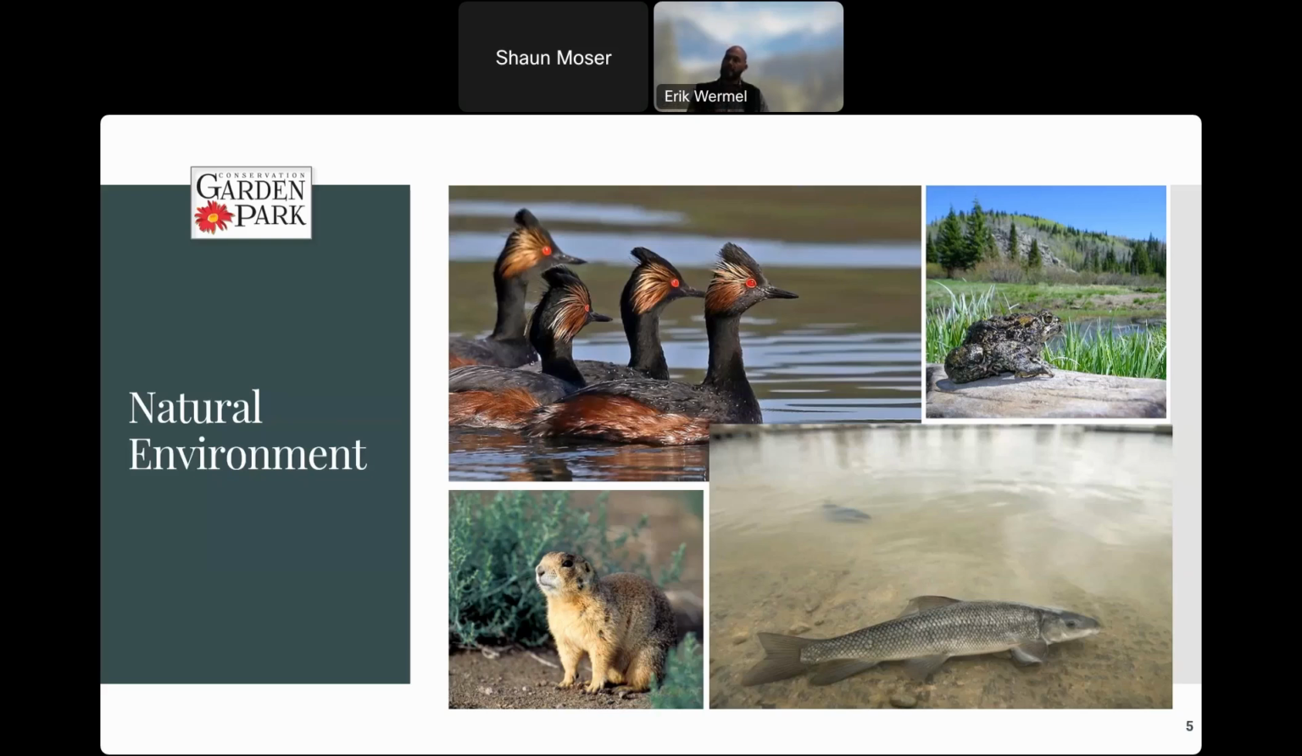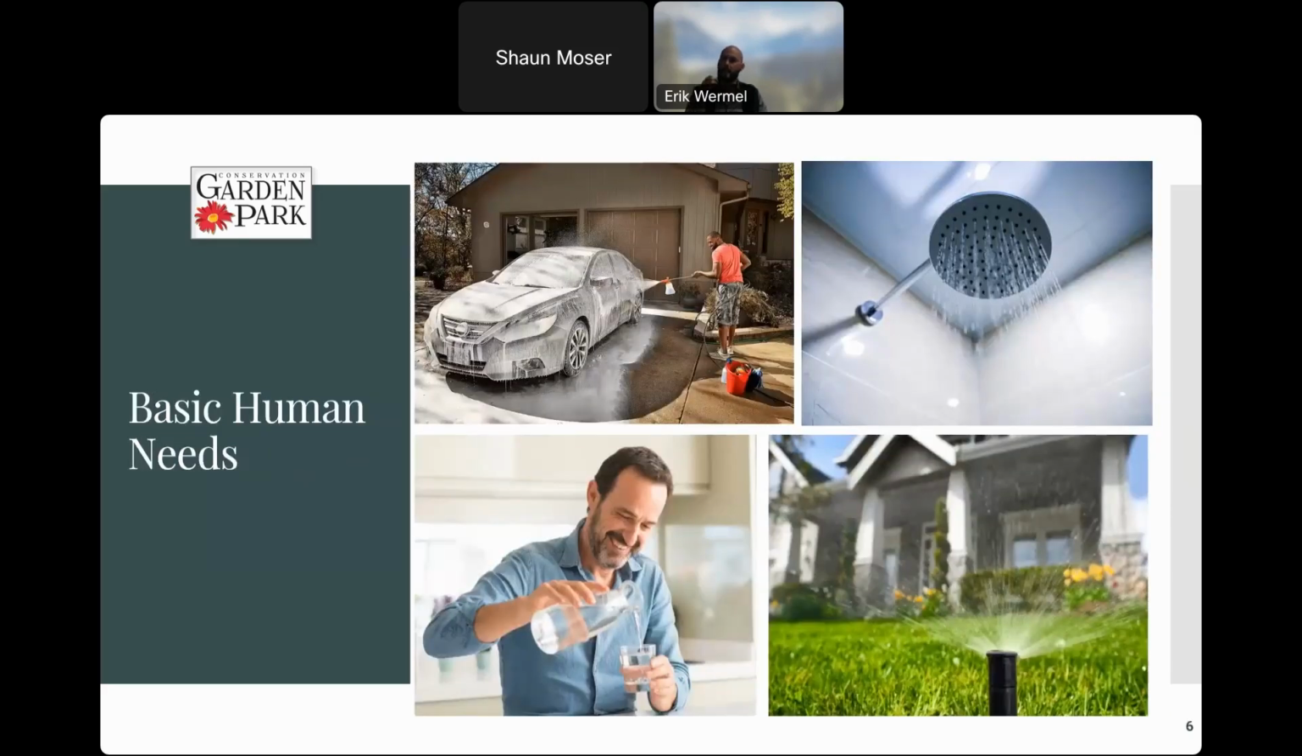These systems only exist when rainwater and snowmelt are allowed to slow down, soak in, and move naturally through our landscape. So our landscapes and wildlife tell a really powerful story here. When water stays, life stays. When water runs off too quickly, that life, from the fish to the frogs to the prairie dogs, begins to disappear. So moving on to basic human needs. We rely on rainwater not just for nature, but it's every part of our daily life.